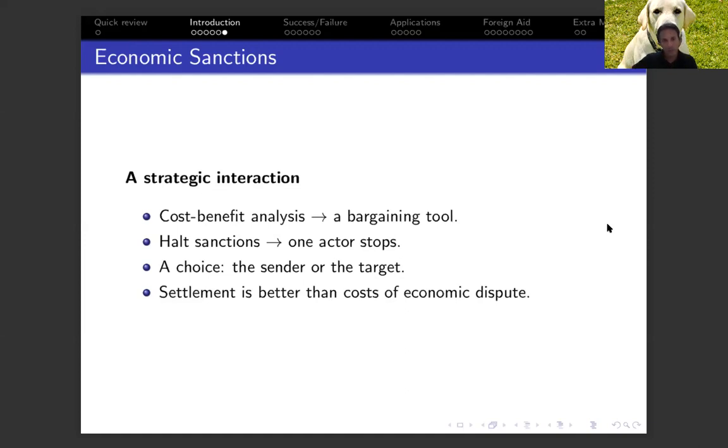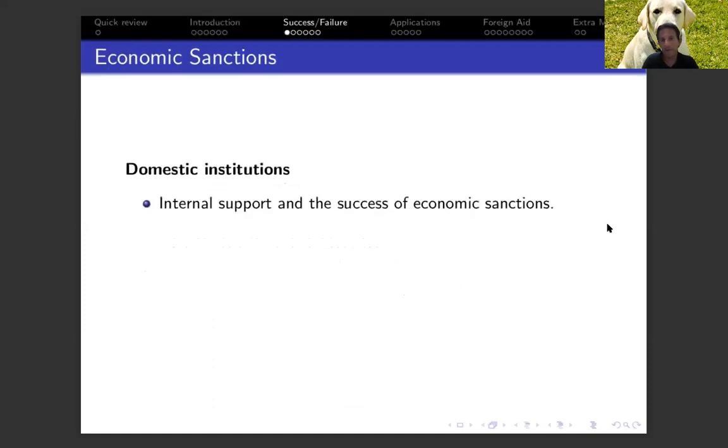Now I want to move the discussion a little bit forward and talk about the different elements that can shape the success or failure of a sanctions policy, focusing mostly on domestic factors and domestic institutions. We can look at the internal political dynamics in either the sender or the target state and focus on the extent of support for the leader. In this case, I want to talk about the leader in the target state in order to understand how likely it is that a policy of sanctions is going to be successful or not.